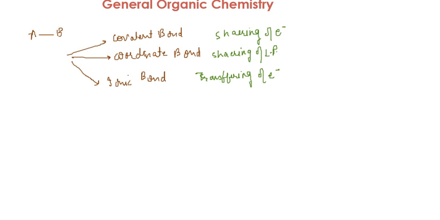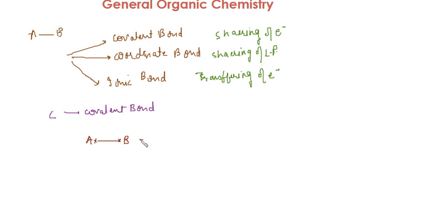Now we talk about the covalent bond. In general organic chemistry, most of the compounds are formed by carbon. Carbon generally forms covalent bonds, so we will be studying covalent bonds. If A is forming a covalent bond with B by sharing of electrons, now if we try to break the bond, okay.